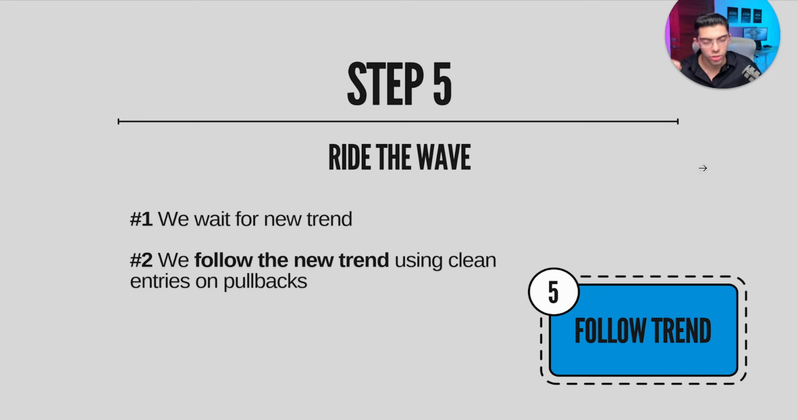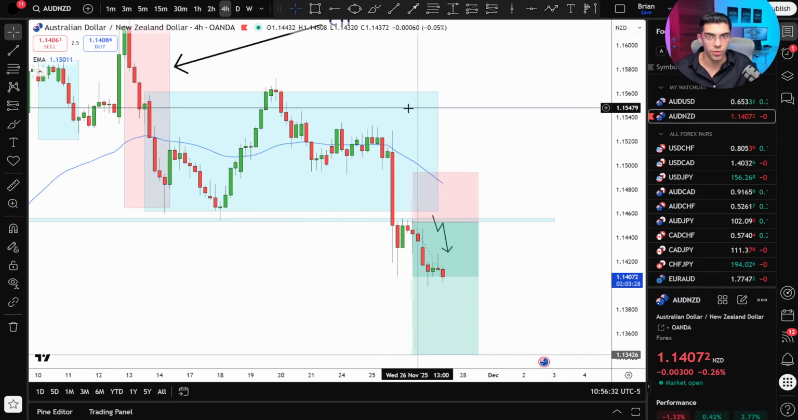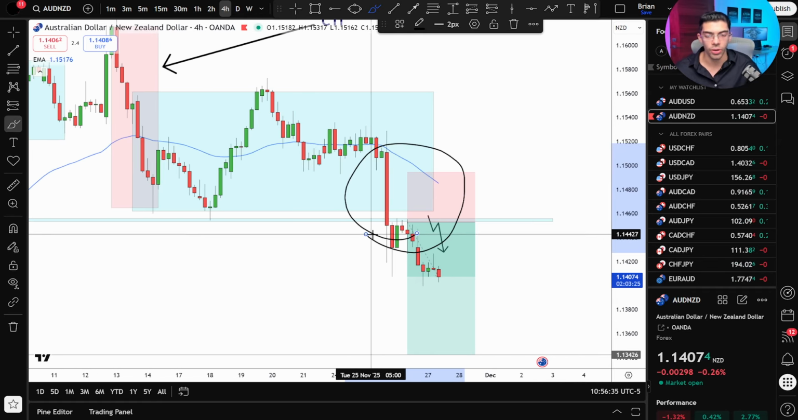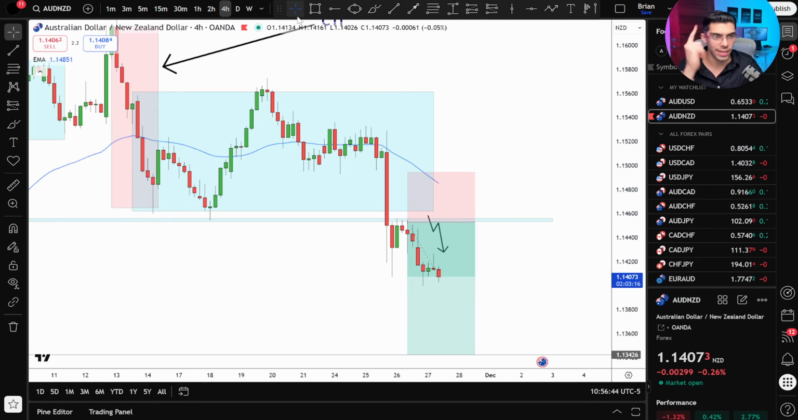Step 5 is when you want to ride the wave. This is the part where just because you spot a CTI does not mean ever that you're going to trade against the trend. You cannot trade against the trend. Number 1, we wait for a new trend to be established. We need to have that new trend confirmed and verified that it's going to continue. You do that with what I mentioned, with having multiple lower highs and actual confirmation that the trend is going to continue. Like you see here, for example, you see the strong move down. That tells me this is going to continue. This is not one of those markets that's just going to then bounce back up because we got that confirmation.